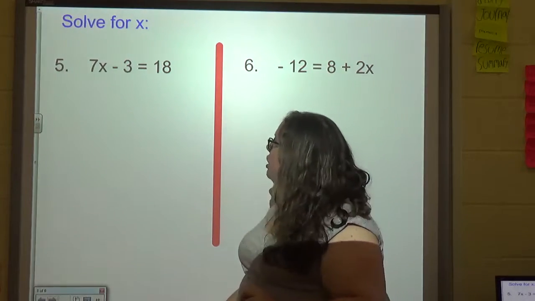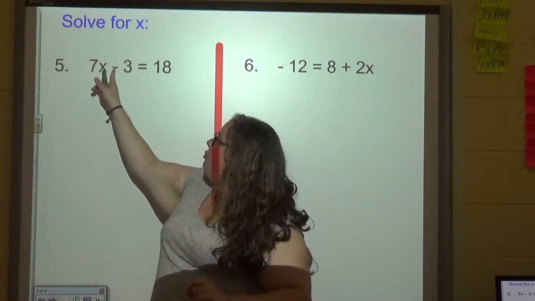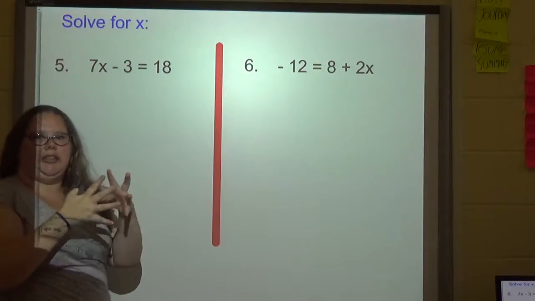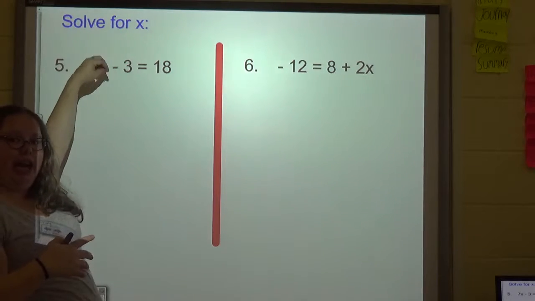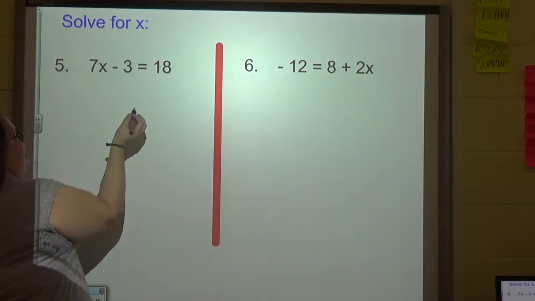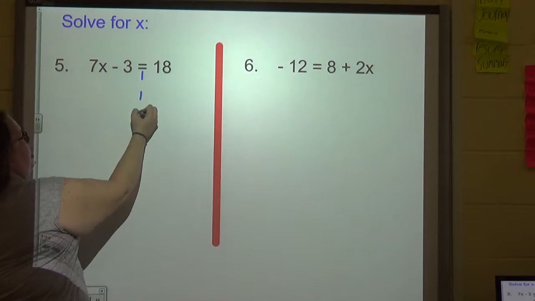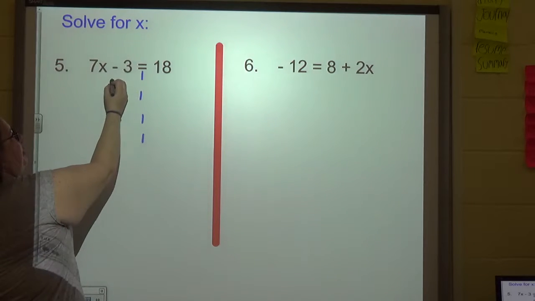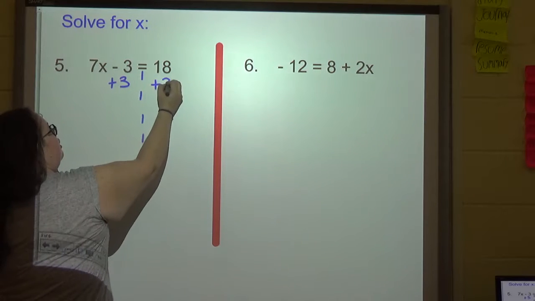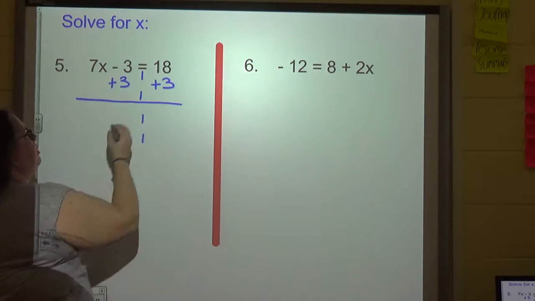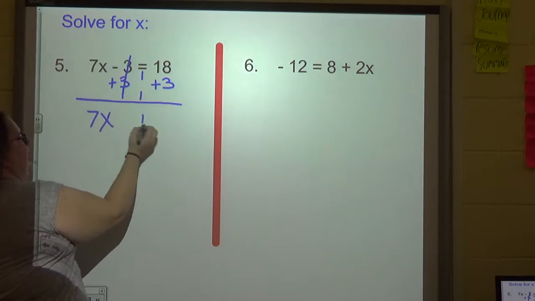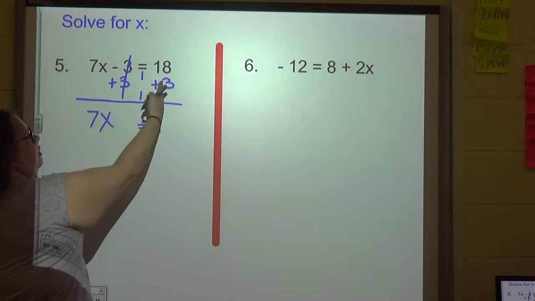So the first thing we want to do is that 3 has to get out of there. Because 7 and x are kind of like stuck together. So they're chilling, they're happy together right now, and they're like, 3, get away, we don't want you here. So 3 is going to go hang out with his friend 18. So whatever we do to one side of the equal sign, we do the other. So the opposite of minus is plus. So I added 3 on both sides. Negative 3 plus 3 is 0. I'm going to bring down my 7x equals 21.